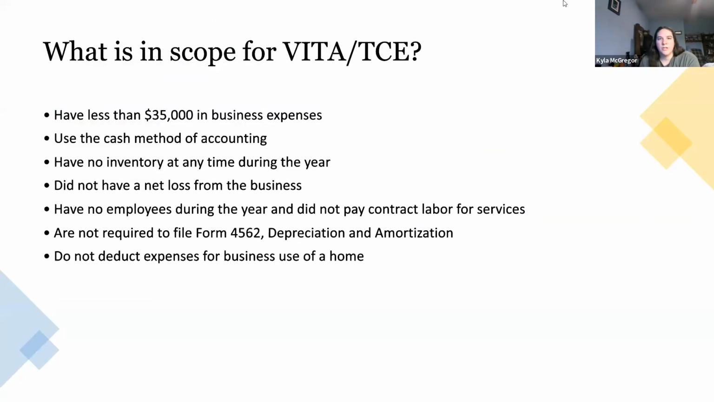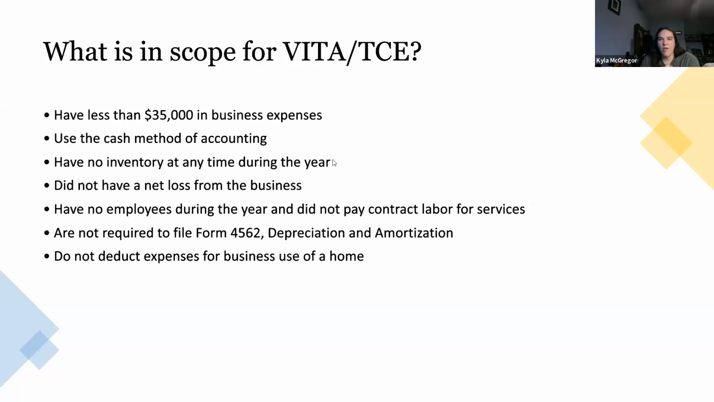So for what's in scope for VITA, we need to make sure that their expenses are less than 35,000. The amount of income doesn't really matter, other than the fact that we try to keep the income amount under 75,000-ish. But they can't have more than 35,000 in expenses. They need to be using the cash method for accounting, so when they receive the cash and when they pay cash, they can't use the accrual method of accounting where they have payables and receivables.